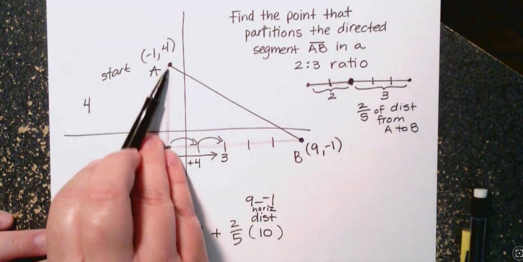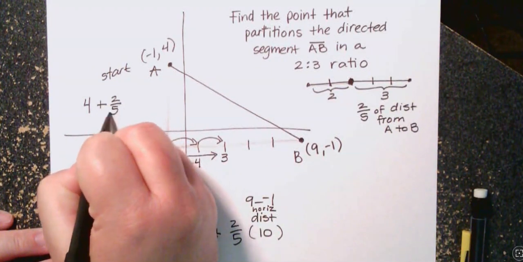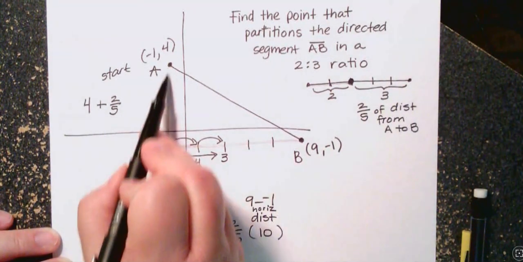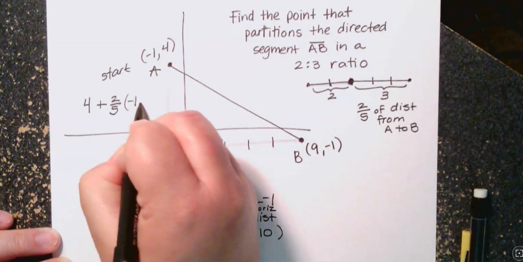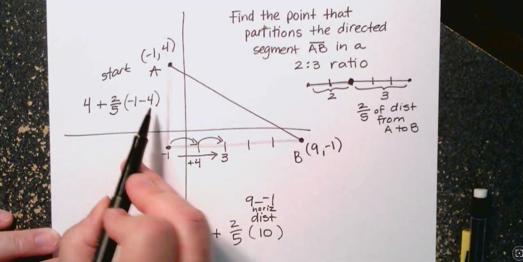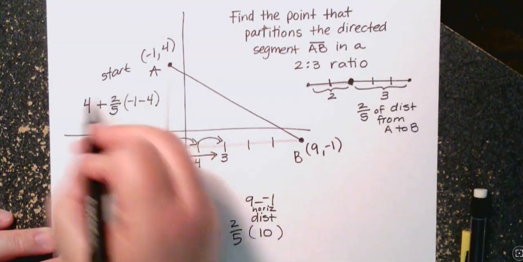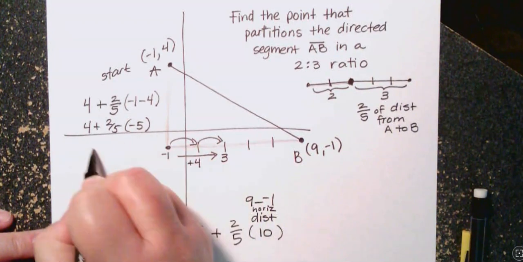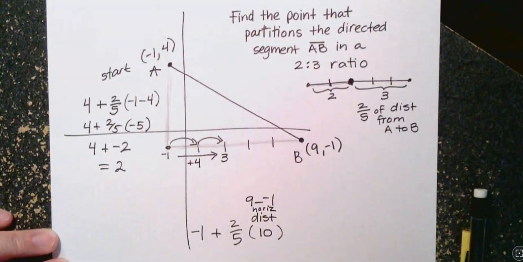And then I'm going to go plus 2/5 of the distance from 4 down to -1. And I'm going to subtract -1 minus 4 to find out what that distance is. And it's okay that I'm getting a negative here because I have to go down. So the fact that I'm getting a negative is correct. It's going to make me go down. So 4 plus 2/5 of -5, that's 4 plus -2, which equals 2.